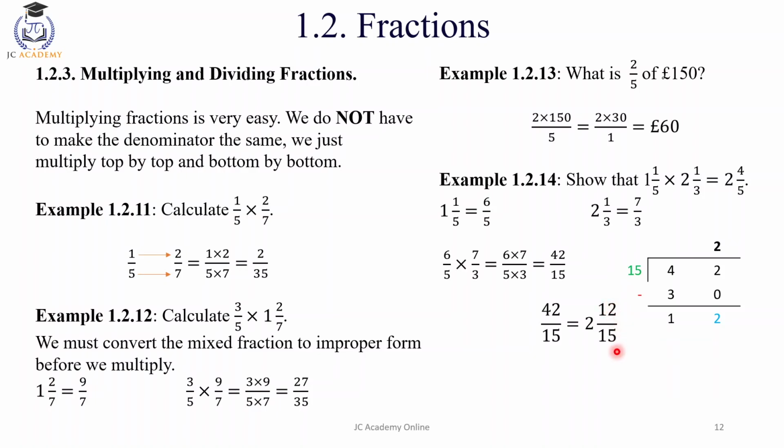We have 12 and 15. So we know that 3 goes into both of these numbers. 3 is a factor of 12 and 3 is a factor of 15, right? So if we divide the 12 and the 15 by 3, we get 2 4 over 5. That's exactly what was to be shown. Okay?